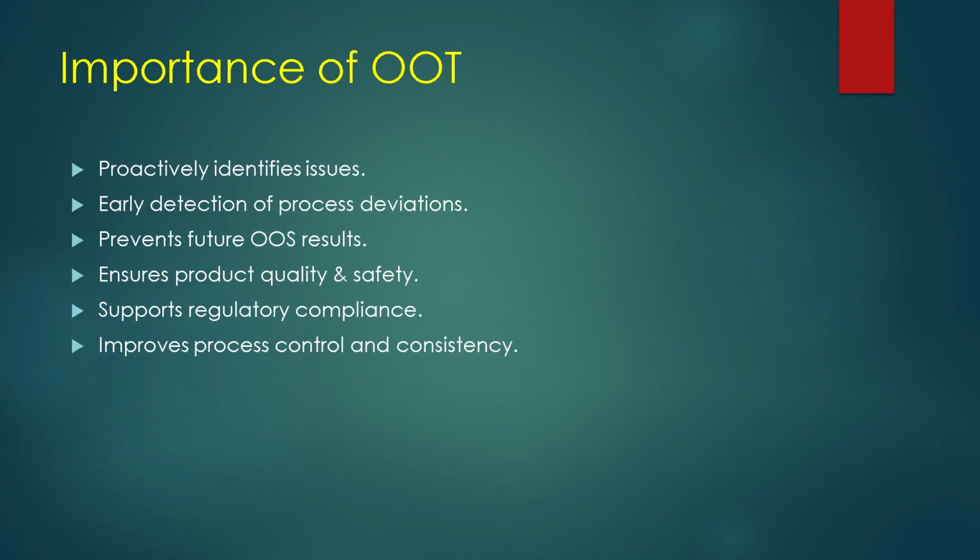Importance of OOT. Out of trend plays a crucial role in proactively identifying potential issues before they escalate into major problems. It enables early detection of process deviations and allows timely corrective actions. By addressing trends at an early stage, OOT helps in preventing future OOS results. It ensures consistent product quality and enhances patient safety. Additionally, OOT supports regulatory compliance by demonstrating continuous monitoring and control of processes. Overall, it contributes to improved process control and consistency within pharmaceutical operations.